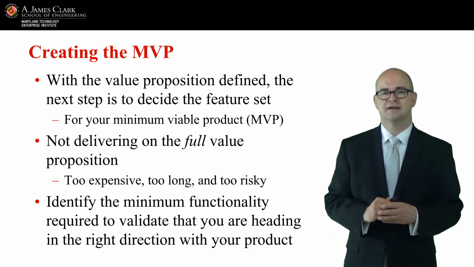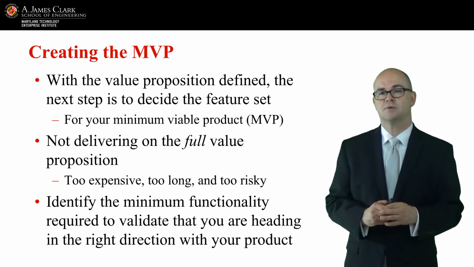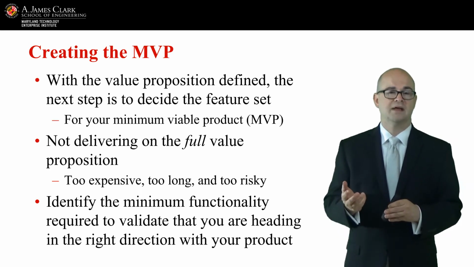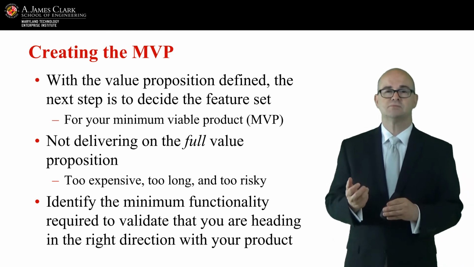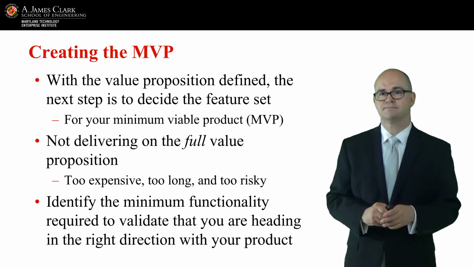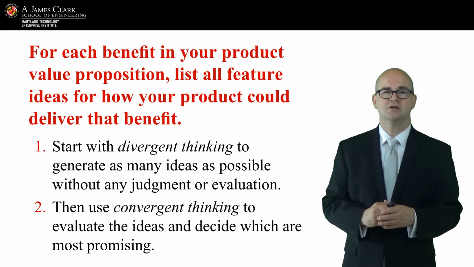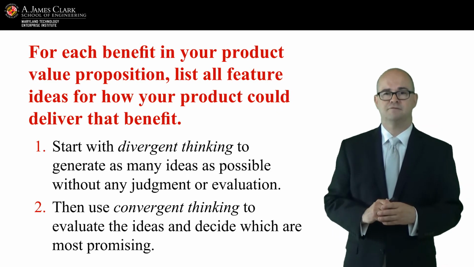So we want to identify the minimum functionality that's required to validate that you're heading in the right direction with your product. Minimum from features, from resources you're going to have to spend, from the time you're going to have to put into the product, but also viable. It has to be competitive. Customers have to want it. It has to be attractive versus the competition. So for each benefit in your value proposition, you want to think about the features that are going to deliver on that benefit and what your options are for there.